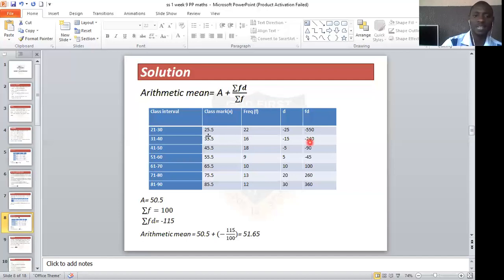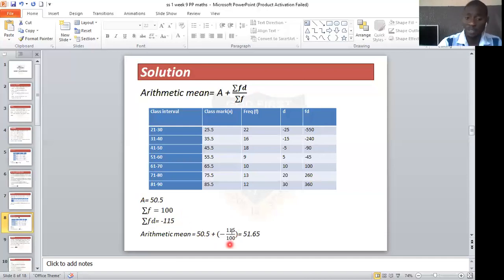So A is given as 50.5. Summation F is given as 100. The summation of the product of the frequency and the deviation is minus 115. If you add everything together, you have minus 115. I insert all these parameters into the formula. That is, the arithmetic mean is 50.5 plus summation FD, which is minus 115, over 100. Pick your calculator and solve through.